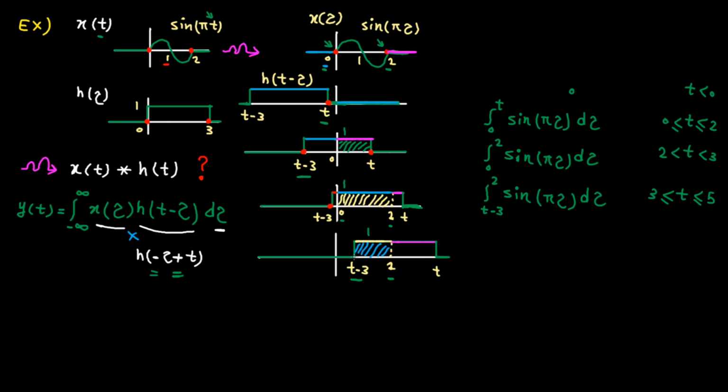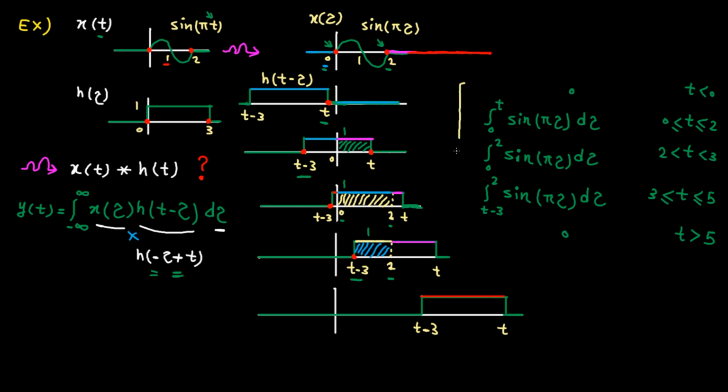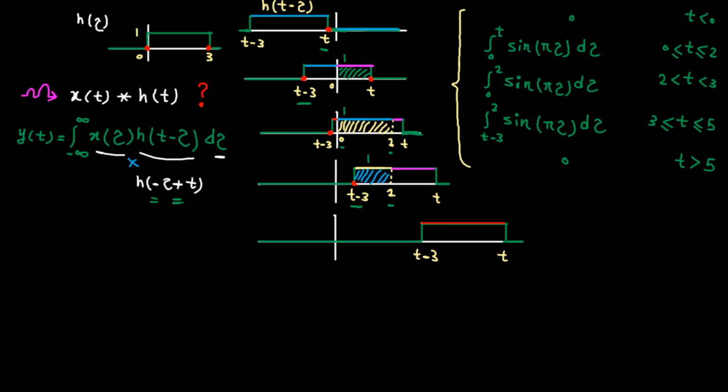Last scenario, as you can guess, is when t minus 3 is greater than 2, which means t is greater than 5. Let me plot this scenario. As you can see, the product is always 0. Here we go. Now I want to find the integrals and simplify the answer.